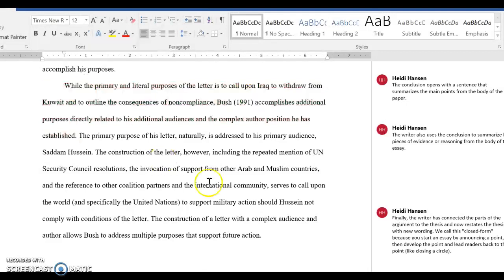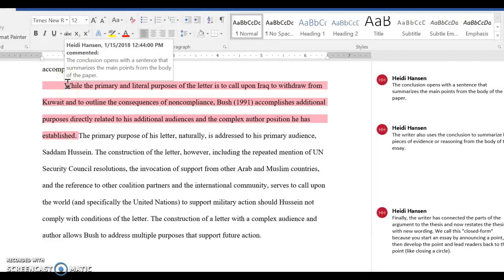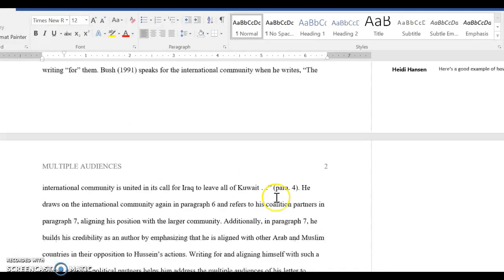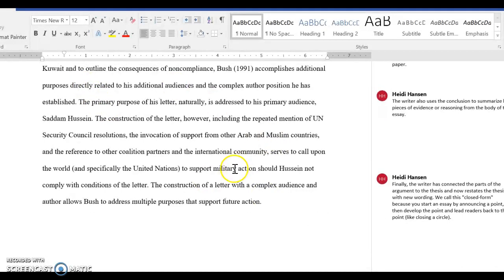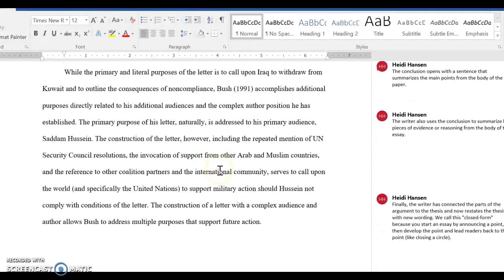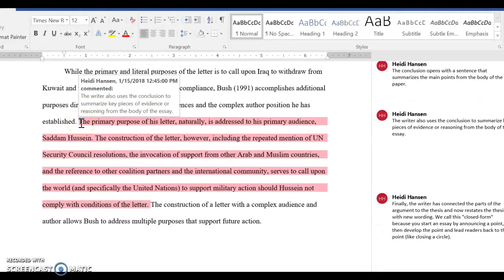So what's nice about this sentence, again, it's kind of a mouthful, there's a lot of ideas there, but it relates us back directly to the three important ideas that were brought up in the introduction and in that initial thesis statement, with the statement that he's able to accomplish multiple purposes by using this complex rhetorical situation. So this sentence reminds us of that complex situation and the many purposes that the writer is trying to achieve, right? So as I continue to read through the conclusion, I get a summary of the main points from the body of the paper.